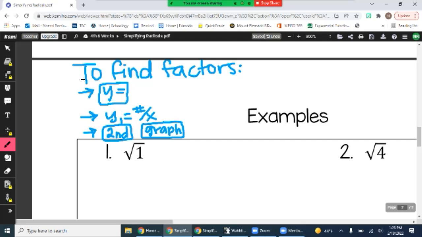Okay, second graph. Now we're looking at the table. Which numbers can we pick from? Only which ones? Correct, only the ones without the decimal, only whole numbers. You can only pick from the whole numbers.